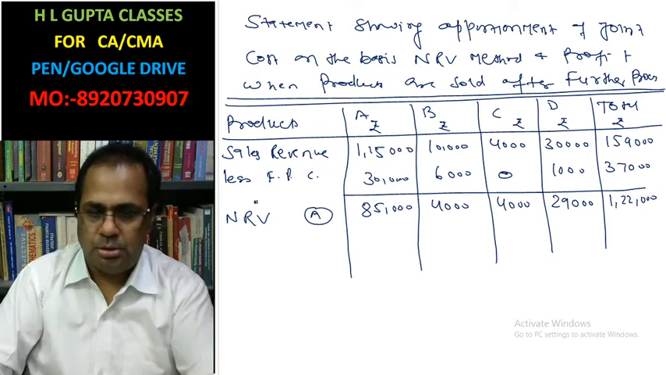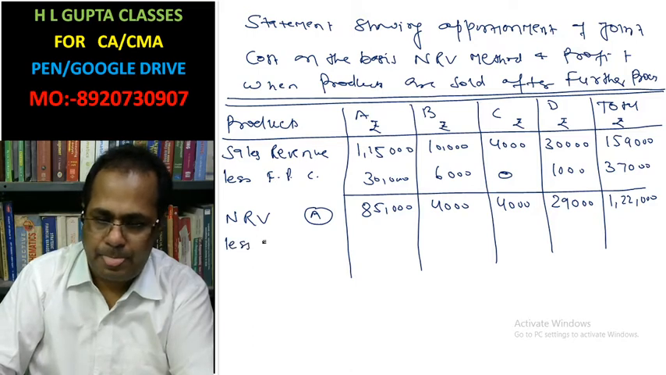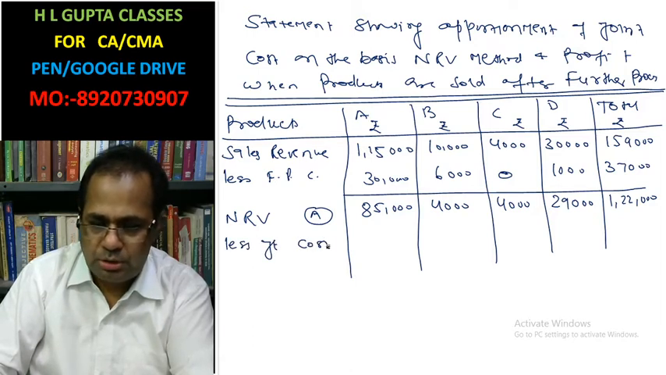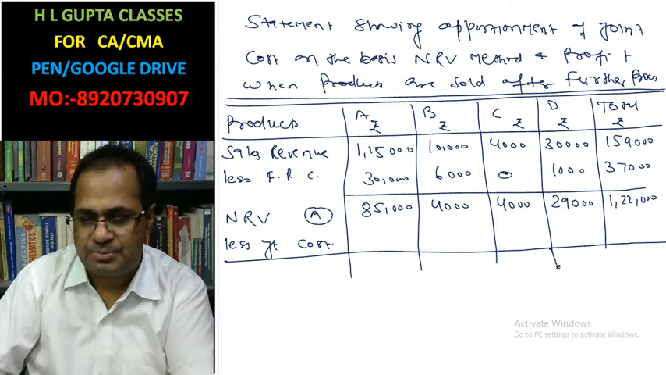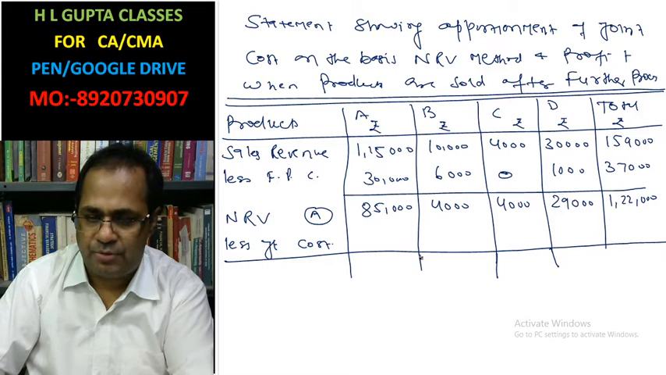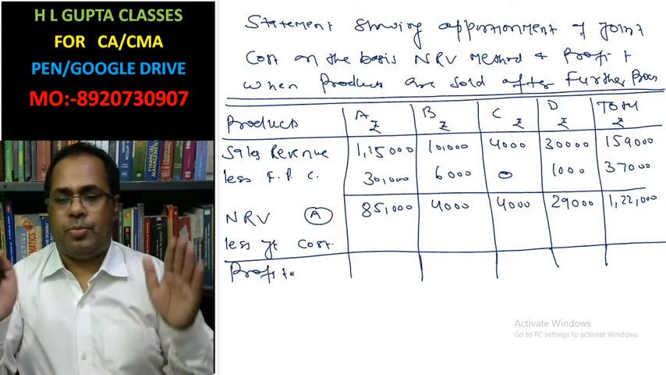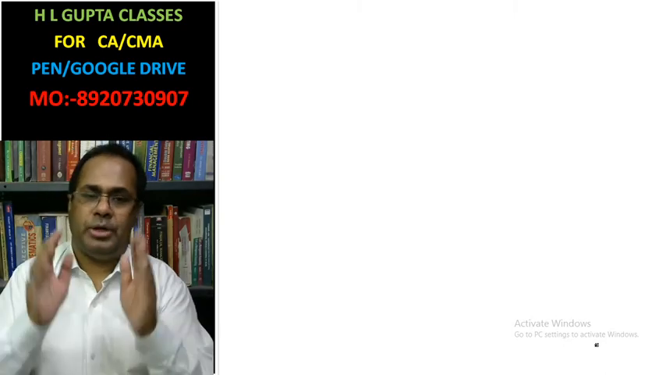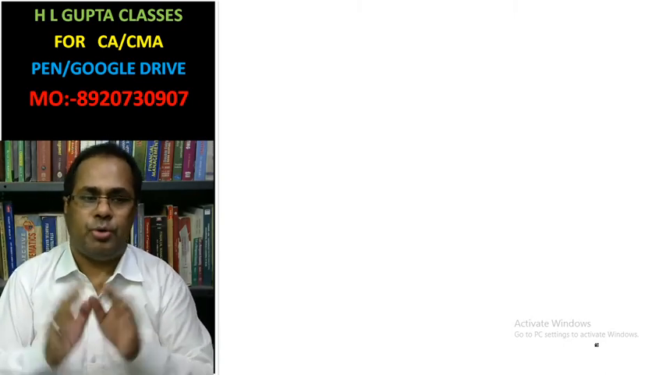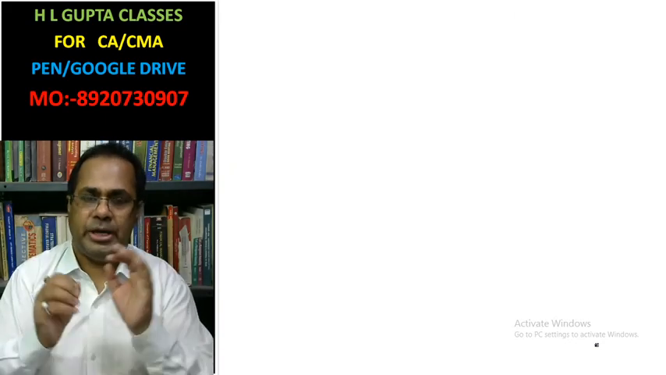Okay. After net realizable value, less joint cost. Now profit when products are sold at a split-off point, and after further processing. Now you need to calculate profit. Now we have to calculate joint cost for product A, product B, product C, and product D.